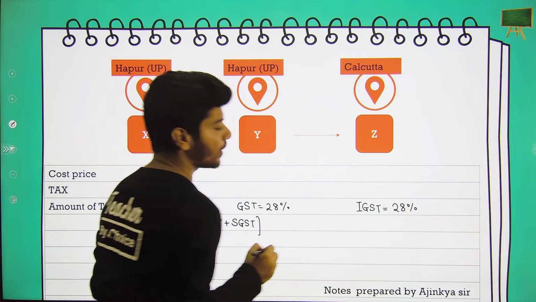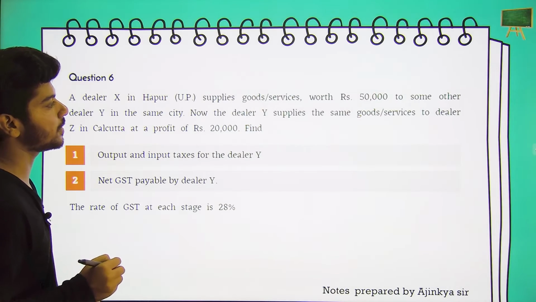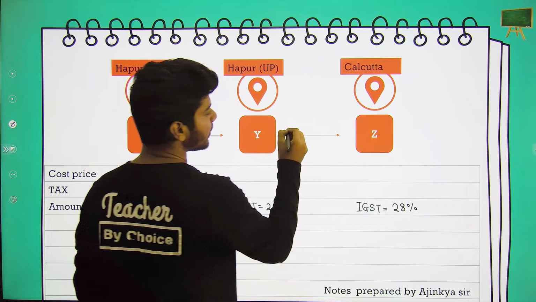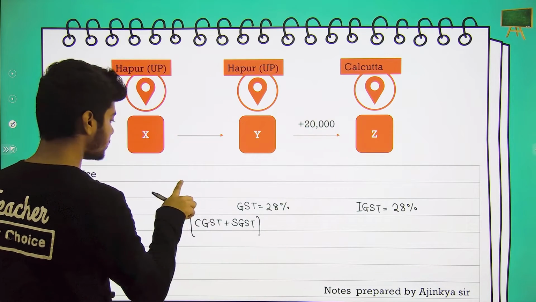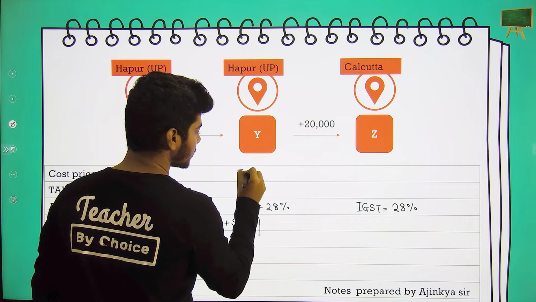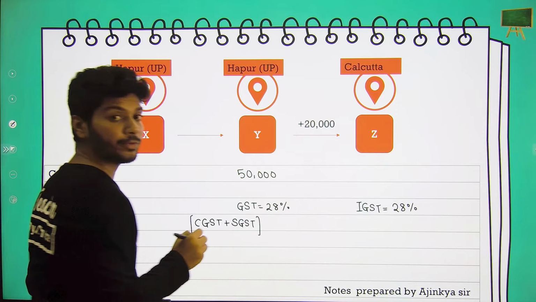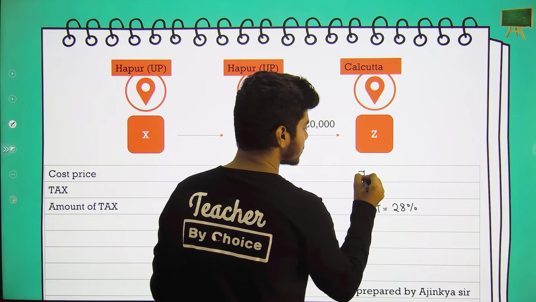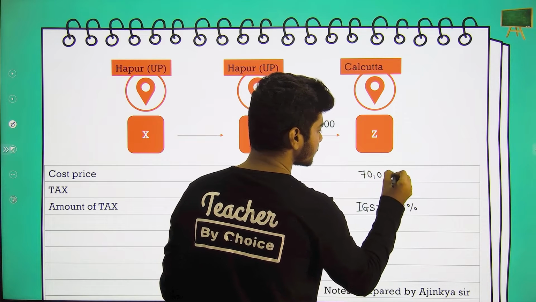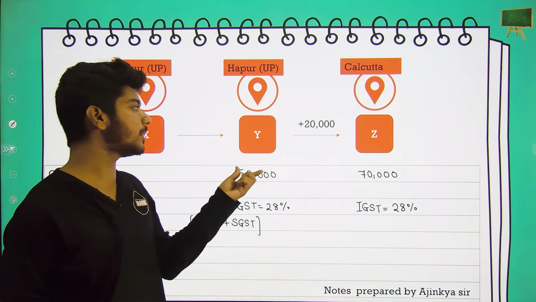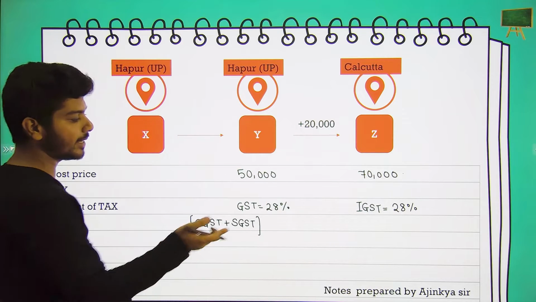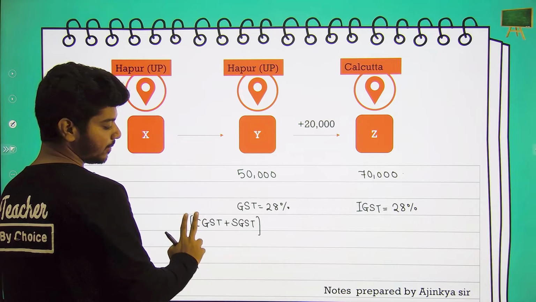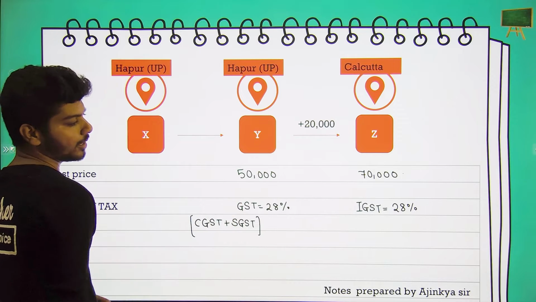28% IGST. Now let's see the cost price. How much is the cost price? Worth 50,000 and profit of 20,000. So we will write 50,000 plus 20,000 over here, which is equal to 70,000. Now let's calculate this tax. Whenever you are calculating 28% of this, always remember half tax will be given to the central government, half will be given to the state government.